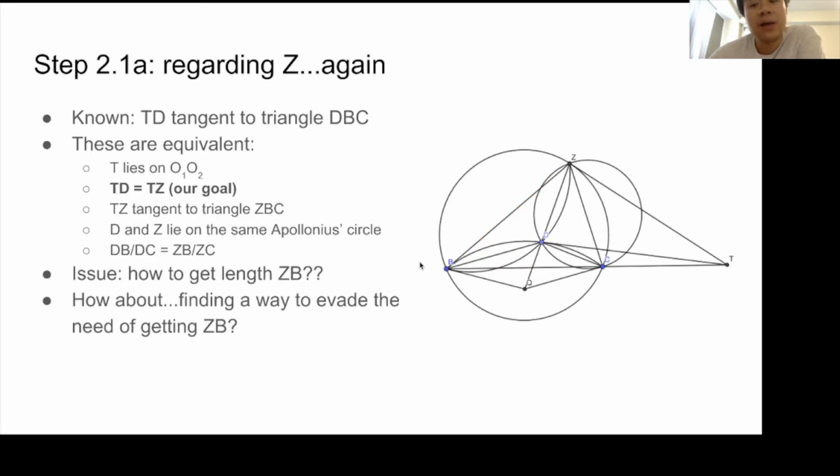So now what? Now that we already have that TD is tangent to the circle DBC, and we want to show that TD equals TZ, there are a lot of other equivalent things, meaning that we want to show that TZ is tangent to the circumcircle of ZBC. D and Z lie on the same Apollonian circle, and therefore it has to satisfy that the ratio DB to DC is the same as ZB to ZC. So all these are equivalent, and if we can prove just one of them, we are done.